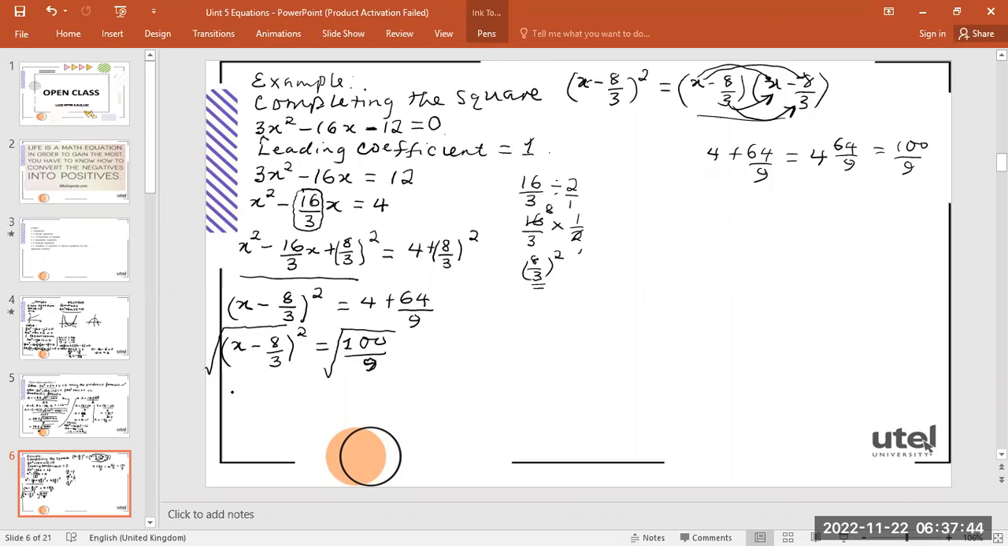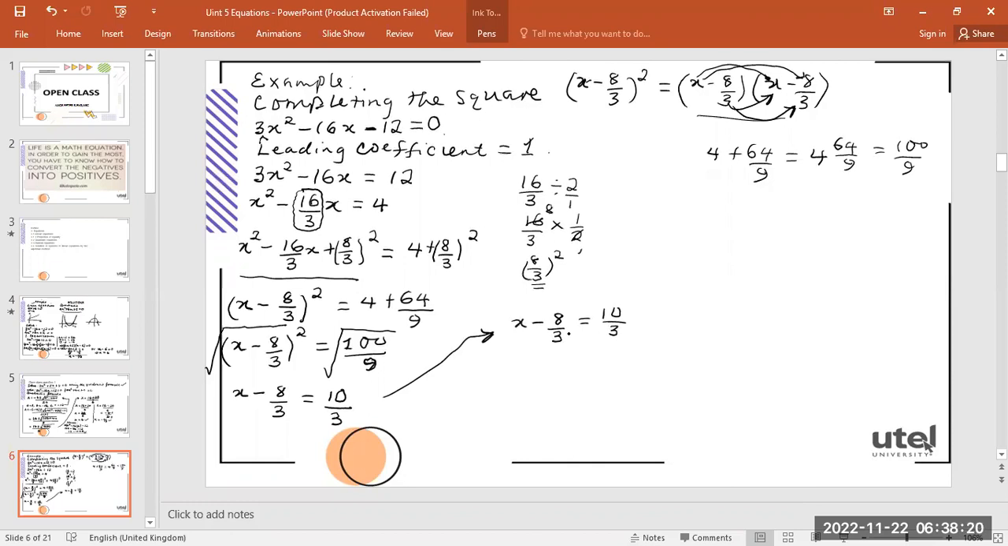So it then means you are left with x minus 8 over 3 is equal to the square root of 100, which is 10, because 10 multiplied by 10 gives you 100. And the square root of 9 gives you 3, because 3 multiplied by 3 is equal to 9. So this implies our equation becomes x minus 8 divided by 3 is equal to 10 divided by 3.